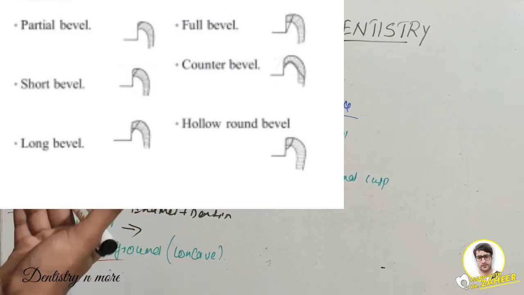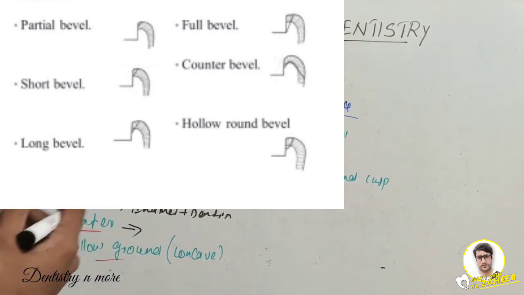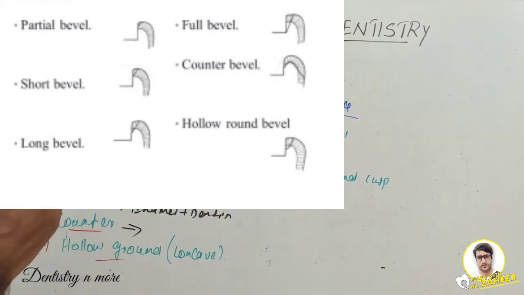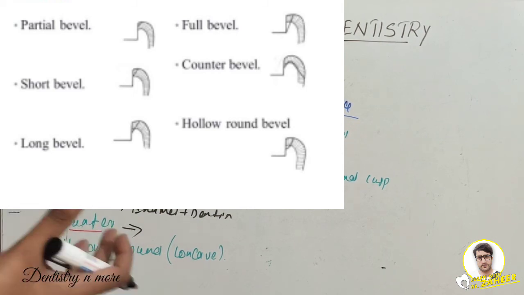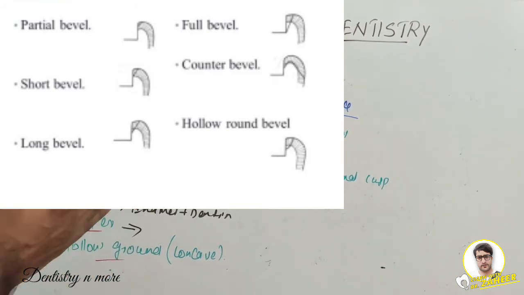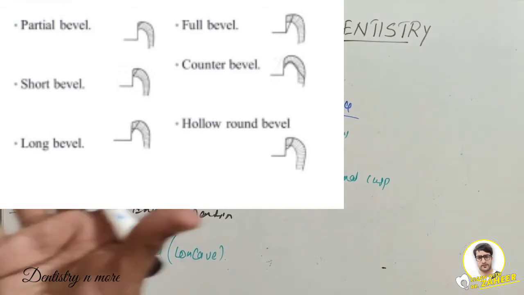These bevels are ideal for class 4 and class 5. The buccal slopes of the lingual cusp and the lingual slopes of the buccal cusp should be hollow ground to a depth of at least 1 mm. You can see here, in order to provide sufficient bulk of material on these surfaces and also to increase the resistance form, we create the buccal slope of the lingual cusp and lingual slope of the buccal cusp in a hollow ground to a depth of 1 mm to provide bulk.